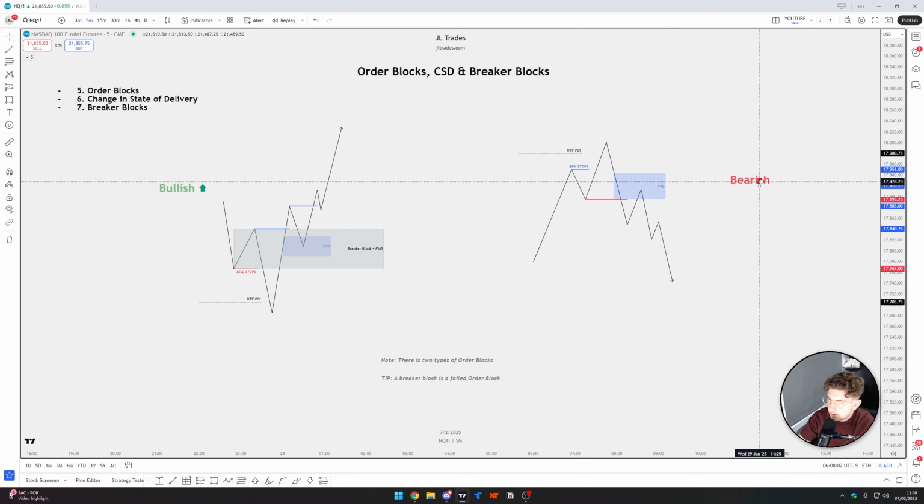Move this over to the side. We then tap this fair value gap. We would then want to see closure at the low of the up close candle that tapped this fair value gap. We get it here. So then this becomes a supporting order block for price to tap back into and push lower.